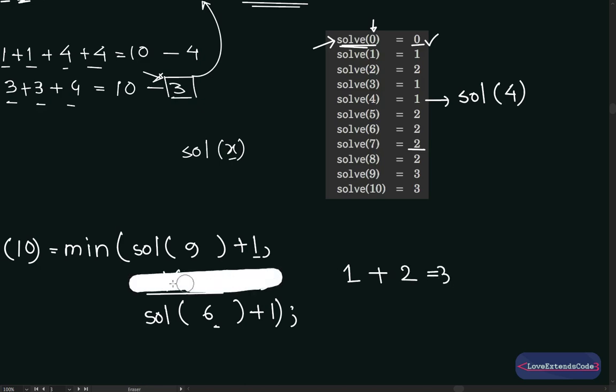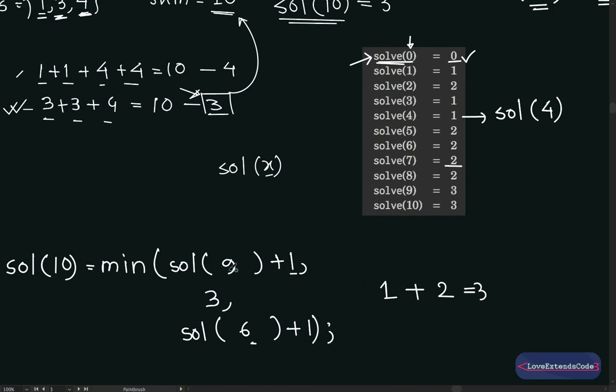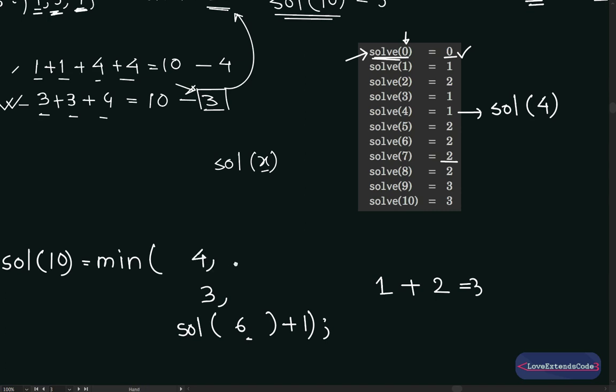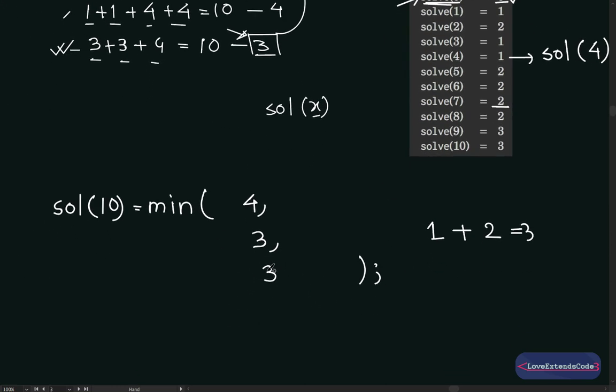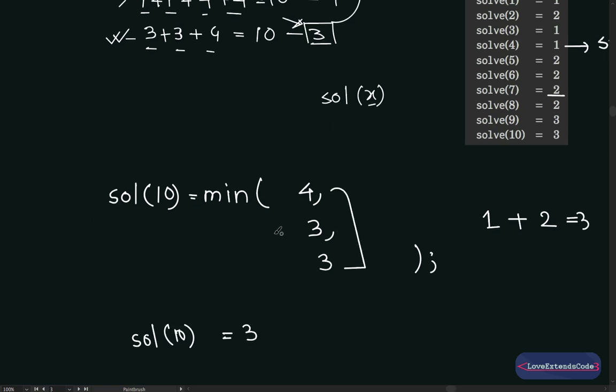So this whole thing I can just replace with 3, and let's try to do the same thing with sol of 9. Sol of 9 will return me 3, so it's just 3 plus 1 equals 4. And sol of 6 will return me 2, so 2 plus 1 equals 3. If I take the minimum out of these 3 elements, I'll get 3 as the minimum value. And as you can see, sol of 10 is returning me 3, and it means that we need a minimum of 3 coins to make the sum 10.